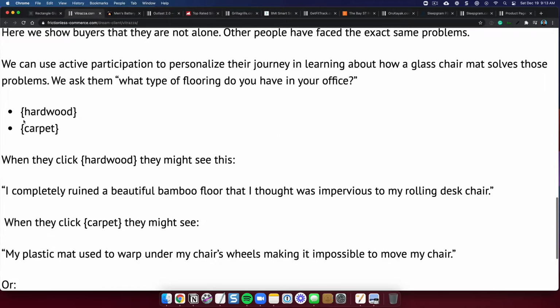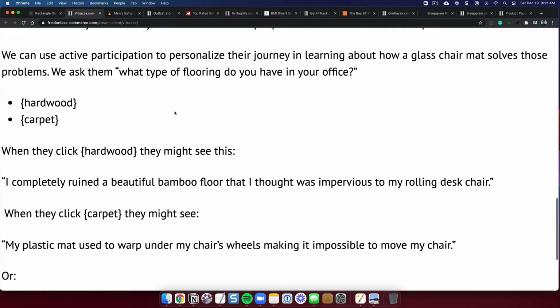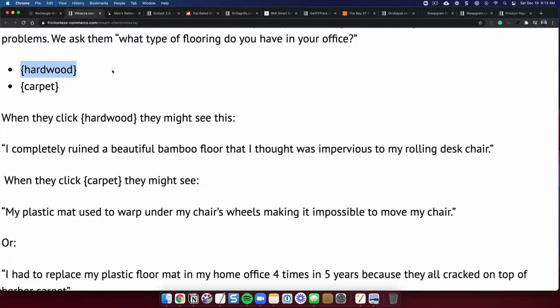So here's what we've done, right? We start the conversation over here. No, not here. Apologies. What we do is we ask this question: what type of flooring do you have in your office? And there are two buttons. We put this curly bracket to indicate to ourselves that it's an active participation element versus a design element. And there are two options over here: carpet and hardwood.